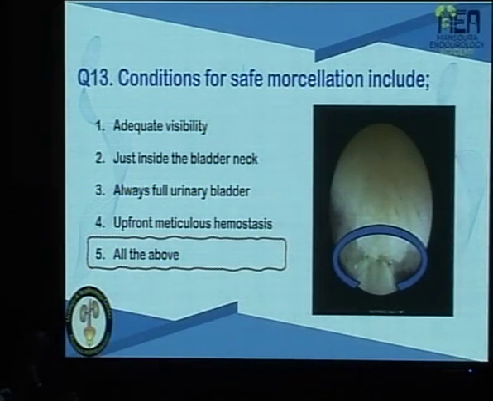Don't forget the 2 black windows. Don't forget to withdraw your morcellator plate a little bit above, to be inside the bladder cavity, and a little bit backward, to be just close to the bladder neck.